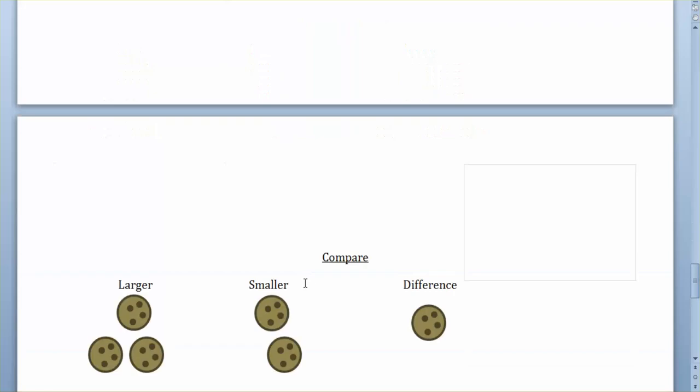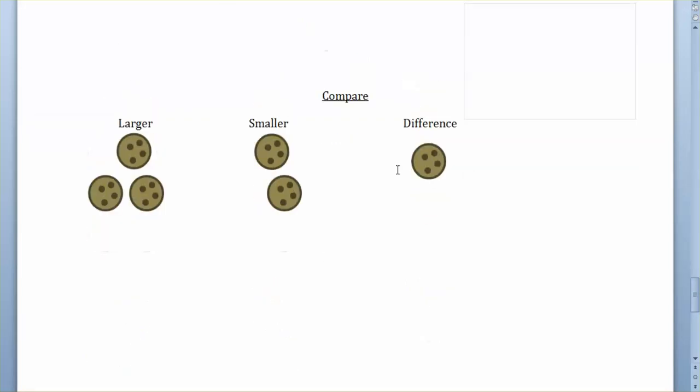Our last structure is the compare structure, and here we have a larger group and a smaller group, or sometimes they're the same size groups, and we want to look at the difference between the groups. For example, Dr. Ross has 3 chocolate chip cookies, Dr. Lucas has 2, and so there's a difference of 1 chocolate chip cookie between them. With compare, there's 3 things we might not know.